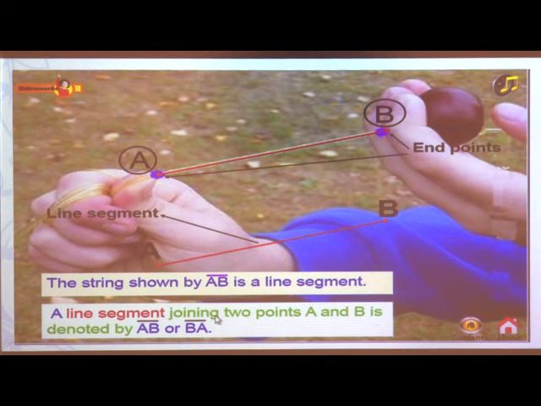While writing line segment AB, we give a symbol of line segment on top of the alphabets. Like now we have the line segment AB here. On the top of the AB, we have given a line segment symbol. It is denoted as line segment AB, and we say it as line segment AB.